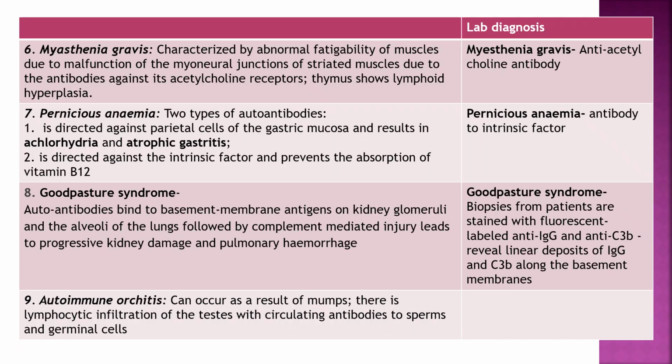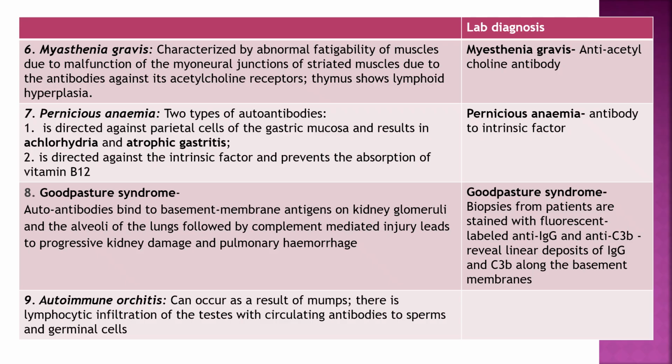Myasthenia gravis, characterized by abnormal fatigability of muscles due to malfunction of myoneural junctions of striated muscles due to antibodies against its acetylcholine receptors. Thymus shows lymphoid hyperplasia. The lab diagnosis is anti-acetylcholine antibody detection. Pernicious anemia, two types of autoantibodies are there. First is directed against parietal cells of gastric mucosa and results in achlorhydria and atrophic gastritis. Second is directed against intrinsic factor and prevents absorption of vitamin B12. In that, antibody to intrinsic factor is detected.